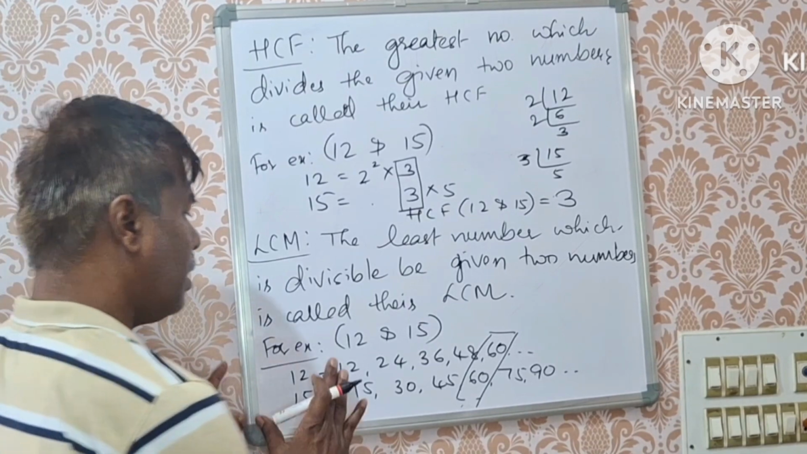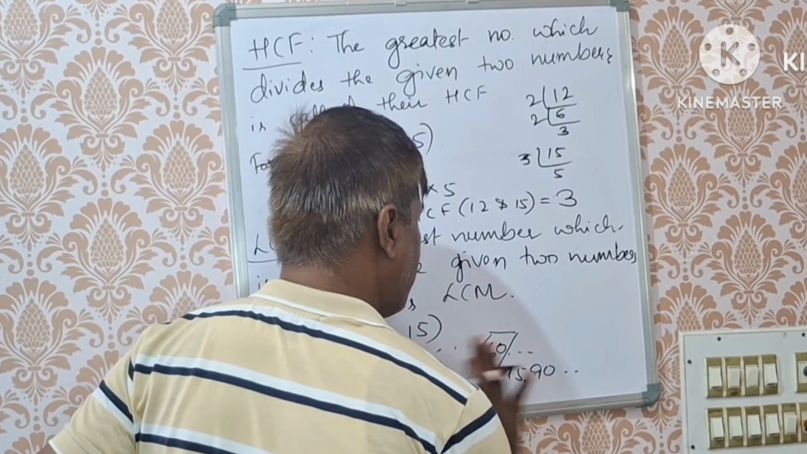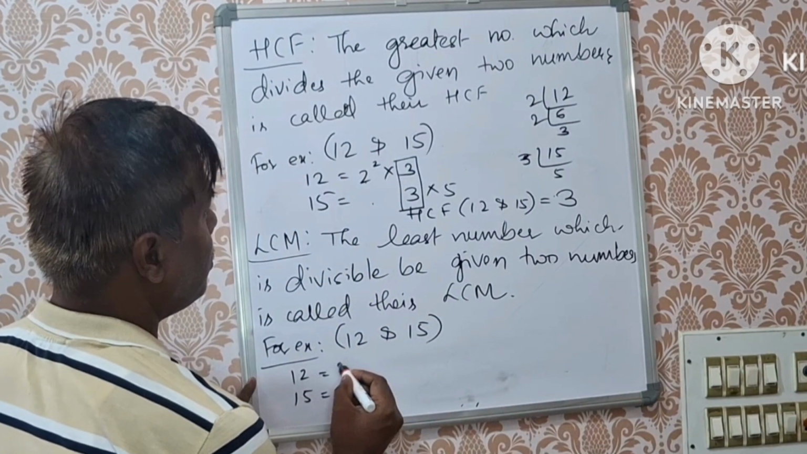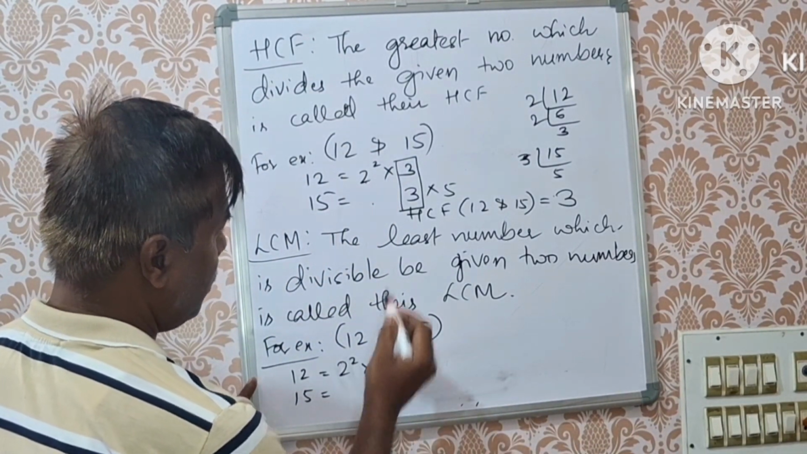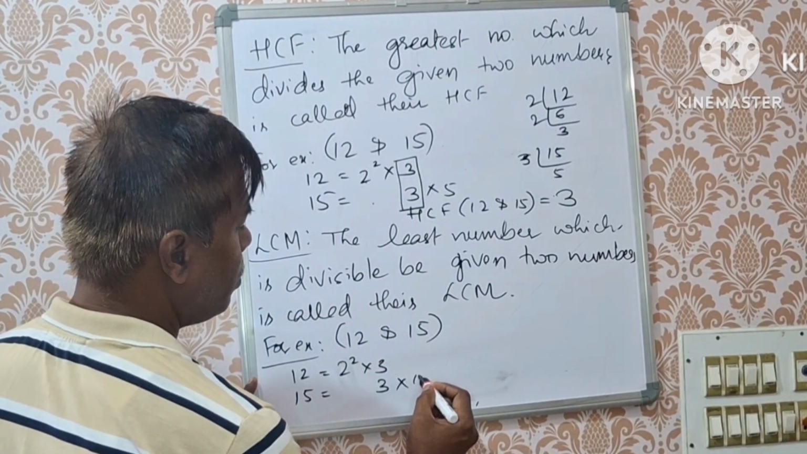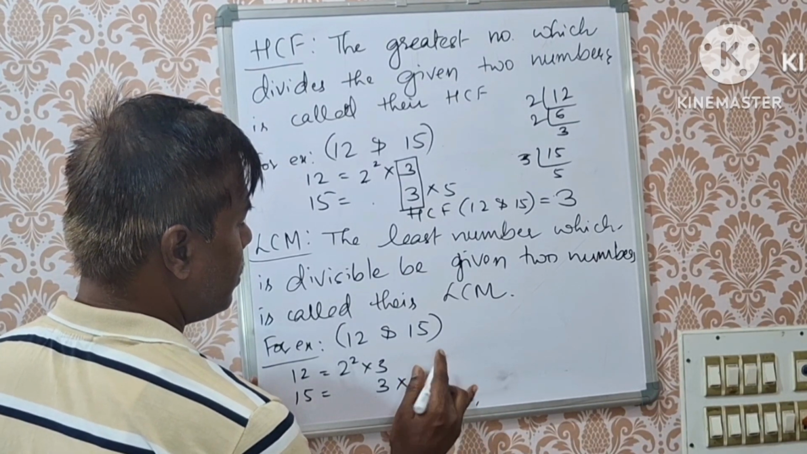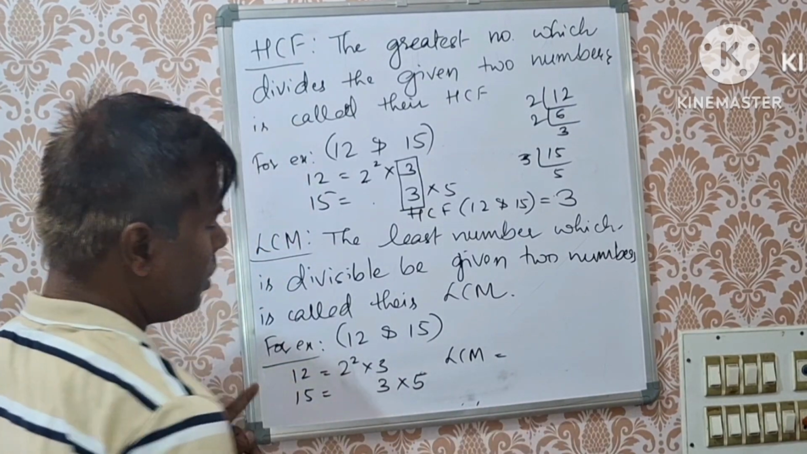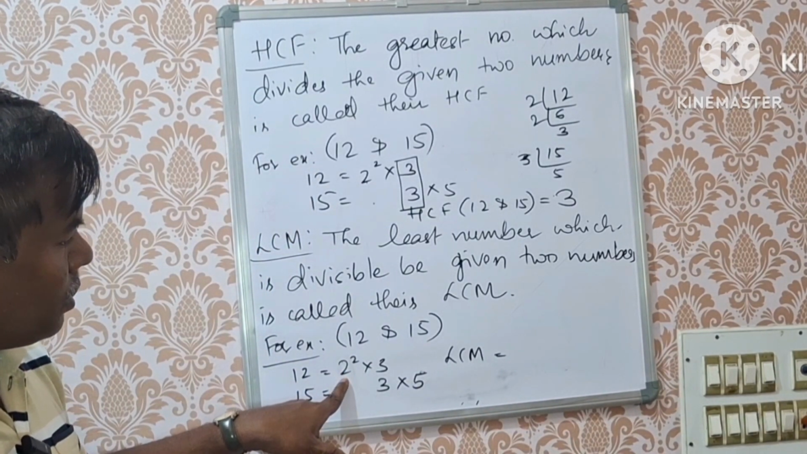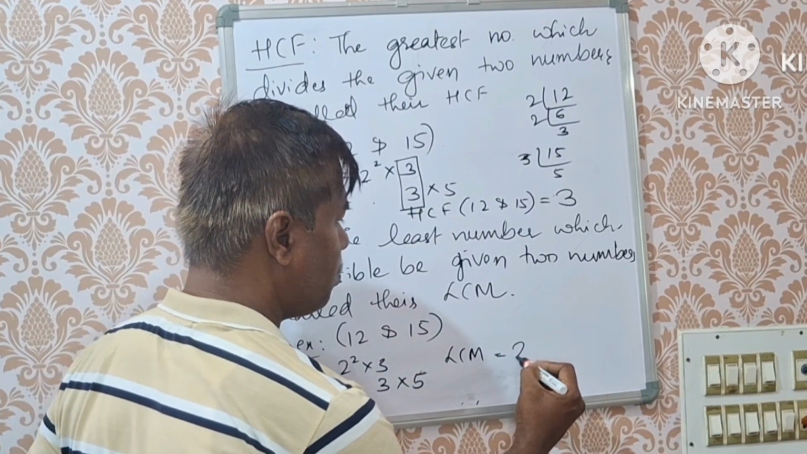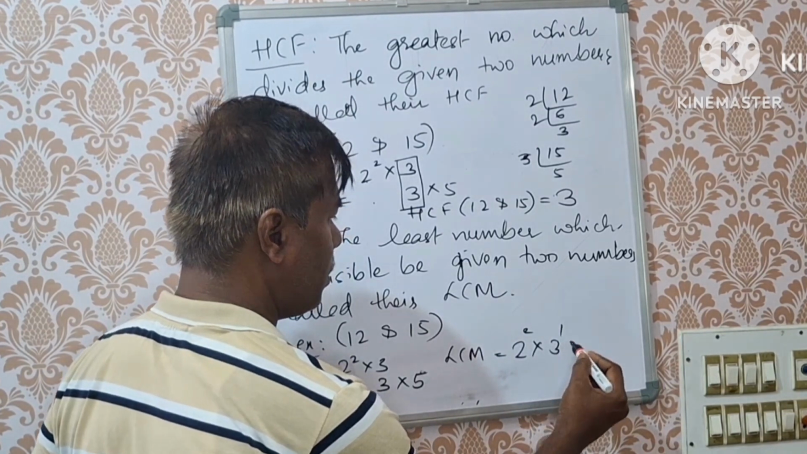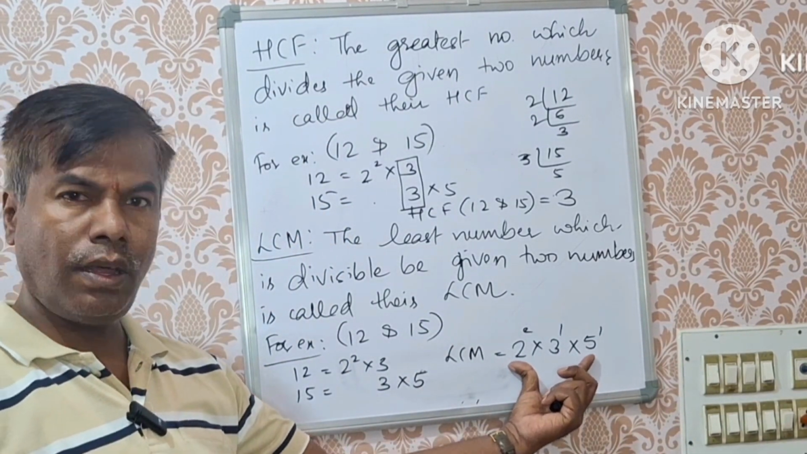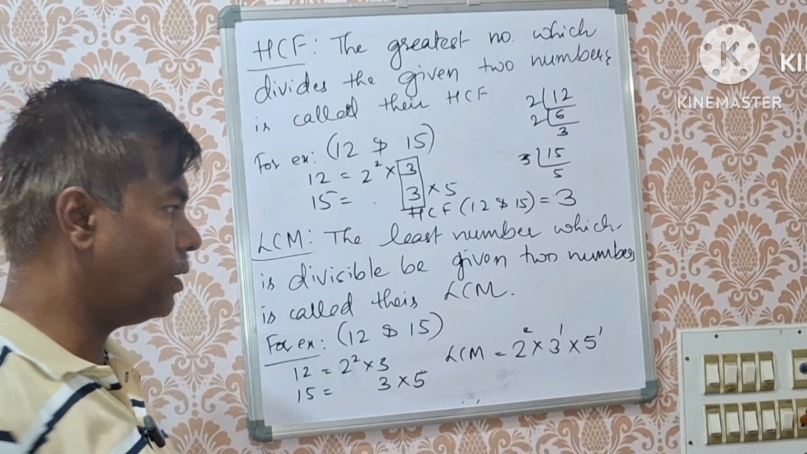Using prime numbers, that is the method. See, 12 can be written as 2 power 2 into 3. 15 can be written as 3 power 1 into 5. To find the LCM of the given numbers, you write 2 power 2 into 3 power 1 and 5 power 1. All the numbers with the greatest power should come once.